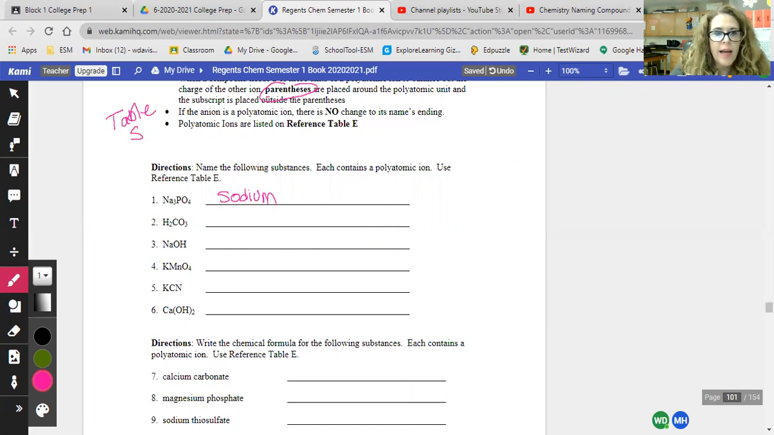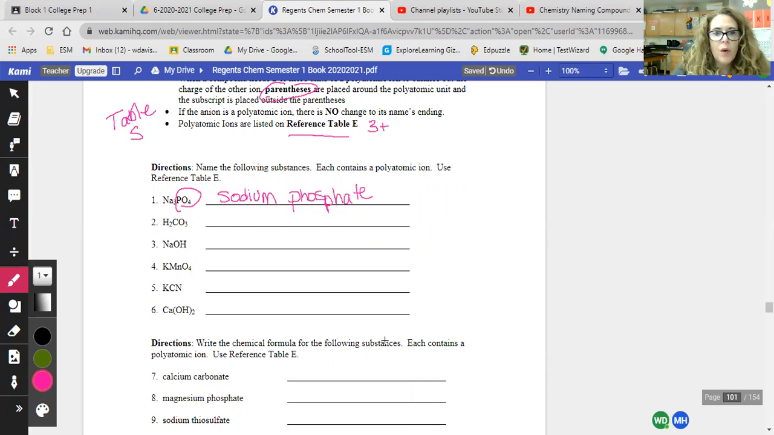And now anytime you have more than 2 elements, or actually 3 plus elements, you definitely are always going to use table E. More than 2 elements, go right to table E. So then I need to figure out what matches on table E. This part right here, I'm going to look for the match on table E, and according to table E, that is phosphate. And so I copy down the whole thing exactly. So that is sodium phosphate.